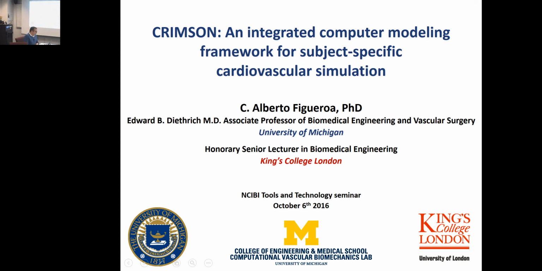So today I'm going to tell you about a set of software tools that we develop in the lab for blood flow modeling. I'll try to talk a little bit about the foundation behind some of these tools, but I'll try to make it mostly practical. And if you have any questions along the way, please, of course, stop me.